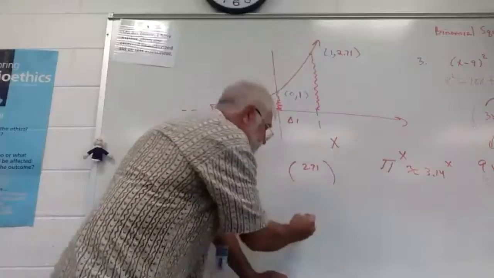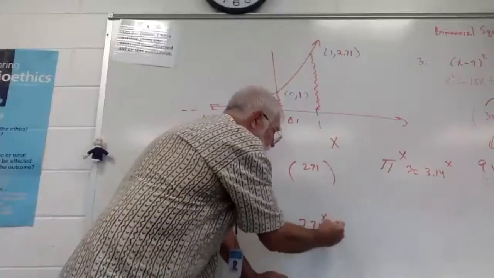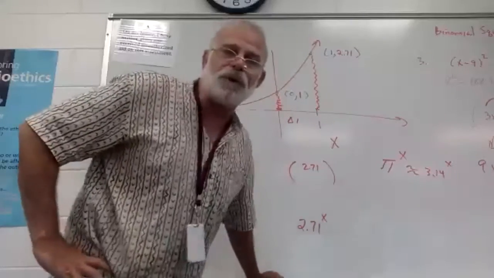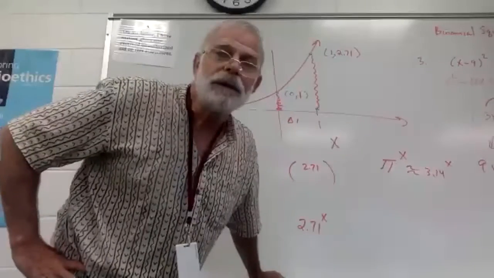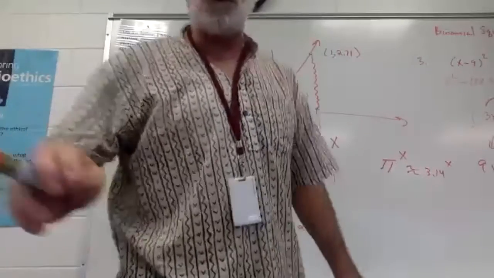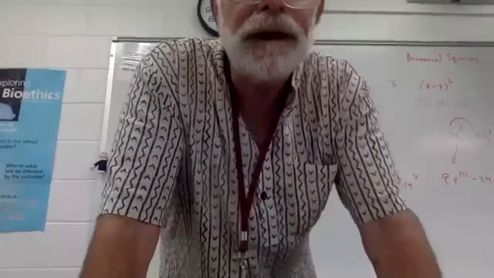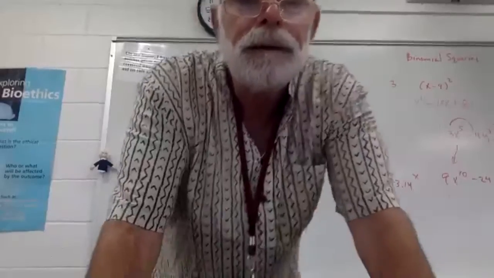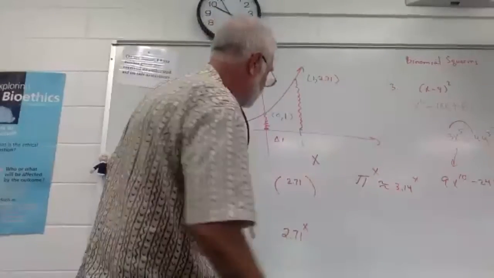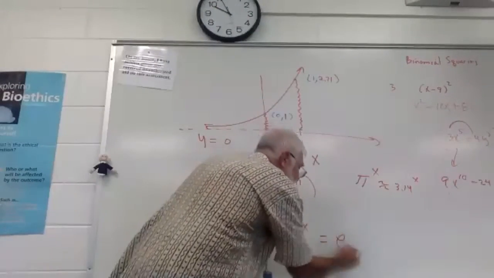2.71 to the x is the most important function in algebra. There are two things that I really want you to do well coming out of this class: understand that function and your unit circle work with trig, which will start on Monday. 2.71 to the x is equal to e to the x.